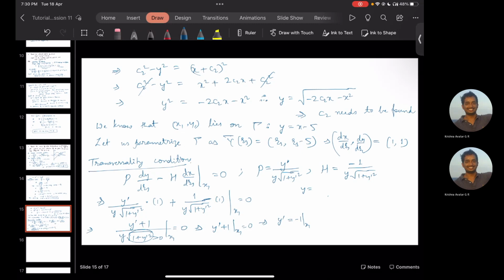Now what we see is y is given as, we know from here the final expression was given in terms of 2c2x minus x square. This implies that y prime is equal to 1 by 2 into root over minus 2c2x minus x square. And upstairs in the numerator we have minus 2c2 minus 2x, and this comes to be minus of c2 plus x divided by root over minus 2c2x minus x square. Okay, so this means that c2 plus x divided by root over minus 2c2x minus x squared at x1 is equal to -1.